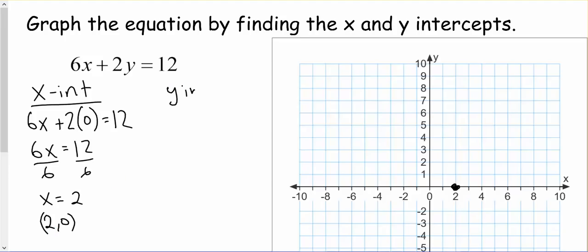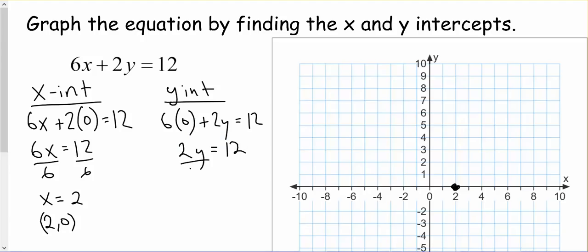To find our y-intercept, now we're going to substitute in a 0 for x, because all numbers along the y-axis, all our x values, x isn't gone, x moves us left or right, and we're not moving left or right, we're just moving up and down, so all our x values are 0. So this leaves us with 2y equals 12. We divide by 2, and we have our y-intercept being 6. That's the point (0, 6).